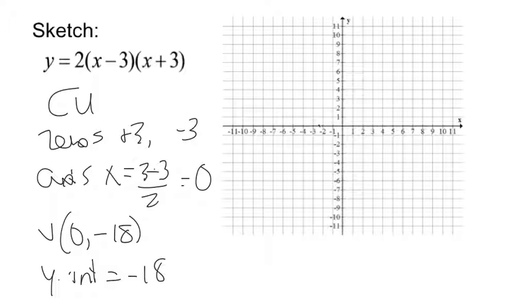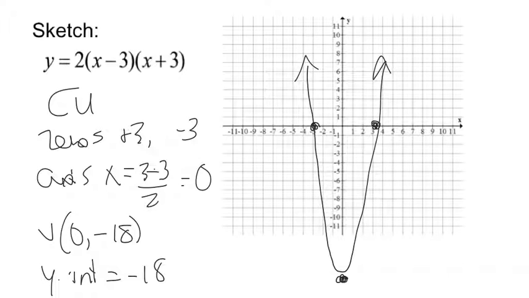Okay, so I'm going to start with my vertex, unfortunately. I'll put in my zeros. Here we are at negative 3 and positive 3. My vertex would be 0, negative 18, so it's going to be down there someplace. And because the y-intercept is the same, I don't even have a fourth point, but that's okay. I only need 3. And I'm just going to go like that. And there's my sketch.